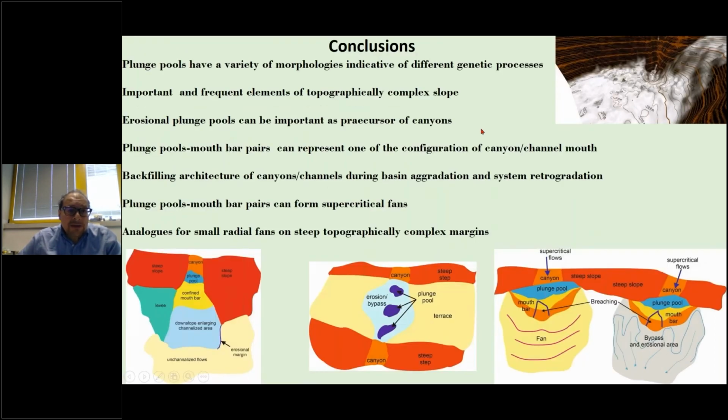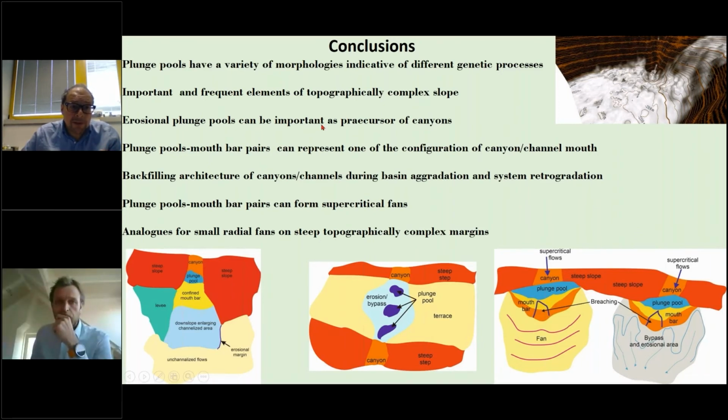So I come to the conclusion, and this study shows that the plunge pool can have a variety of morphologies that can be indicative of different genetic processes. They are important and frequent elements of topographically complex slopes, and I would add that they can be a very important element that controls the deposition in the deep water, both in canyon and in fan. They can be precursors of canyons.